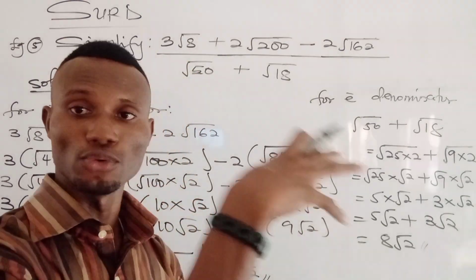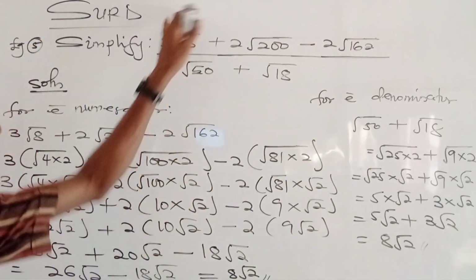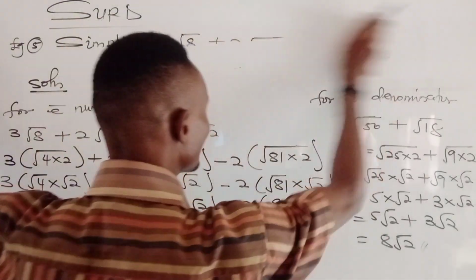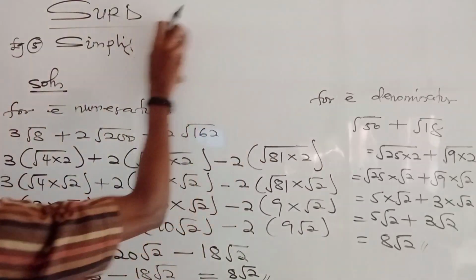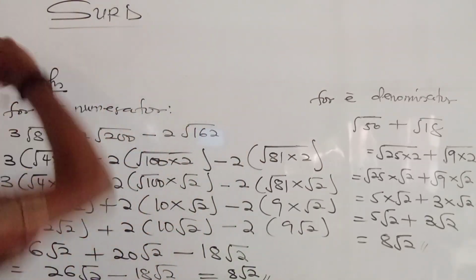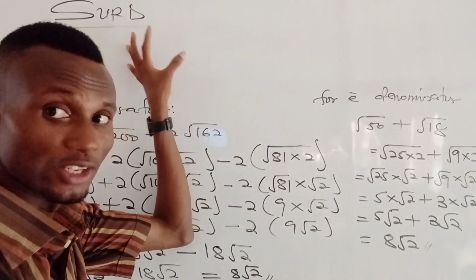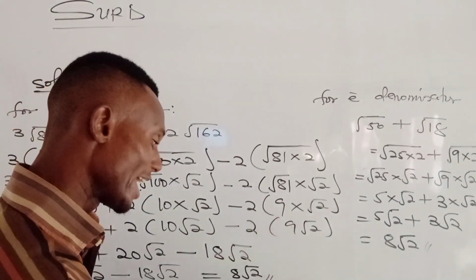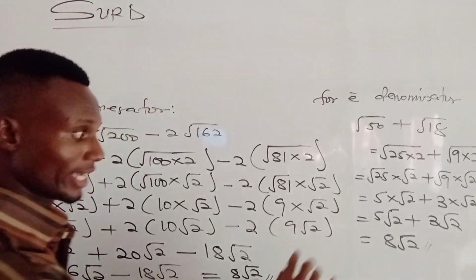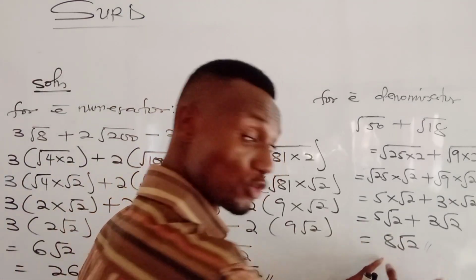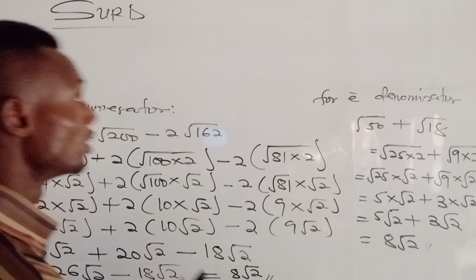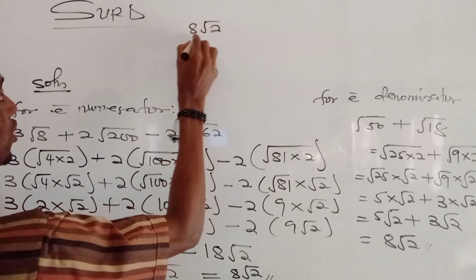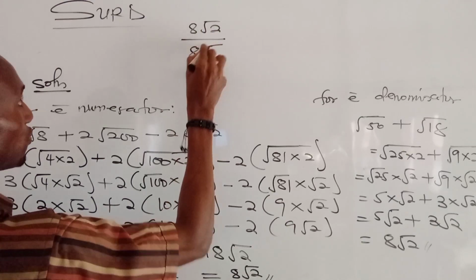Okay, so now we have to put the two together. So I'm going to clean here so that we can get enough space to continue. Let me continue from this side. Now the numerator I had 8 root 2, and the denominator I had 8 root 2, so we are going to join them together. So it's going to be 8 root 2 all over 8 root 2.